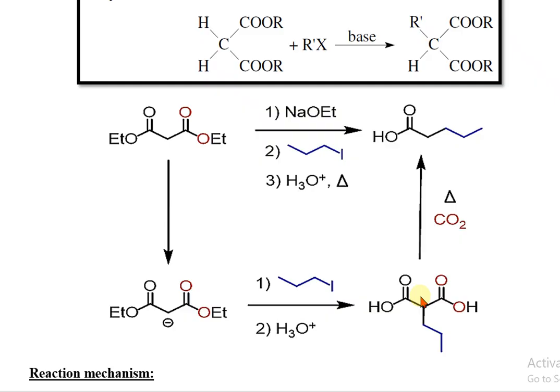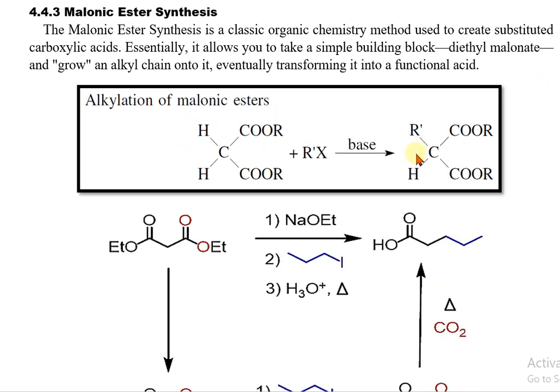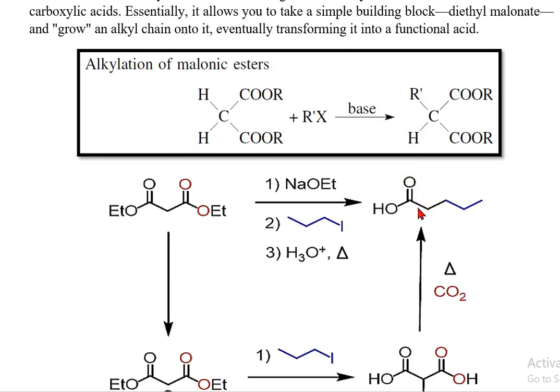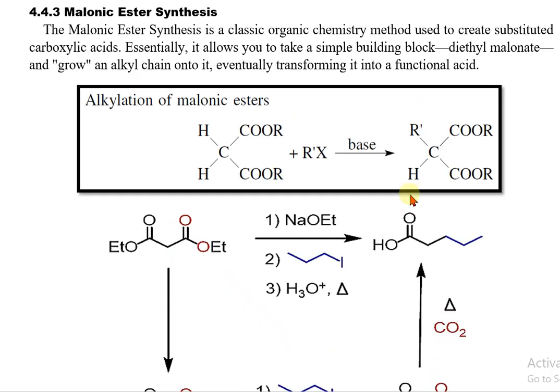Finally, this compound can undergo decarboxylation with heating to remove one of the carboxylic acid groups, replacing it with hydrogen, and it will produce CO2 gas, carbon dioxide, as a side product, to give you the new carboxylic acid compound. So again, from here, you get the substituted carboxylic acid. This is the substituted carboxylic acid.